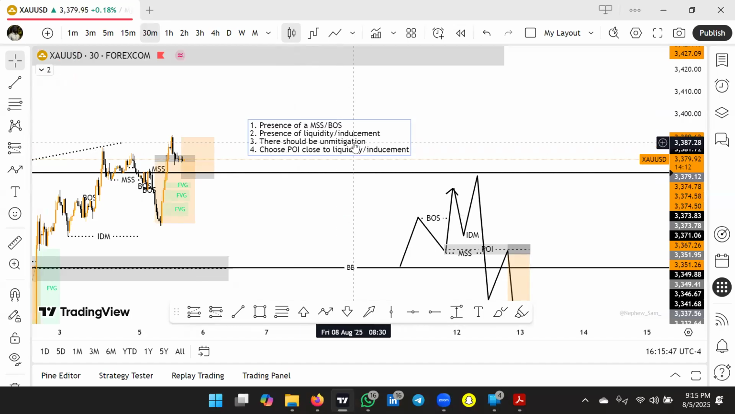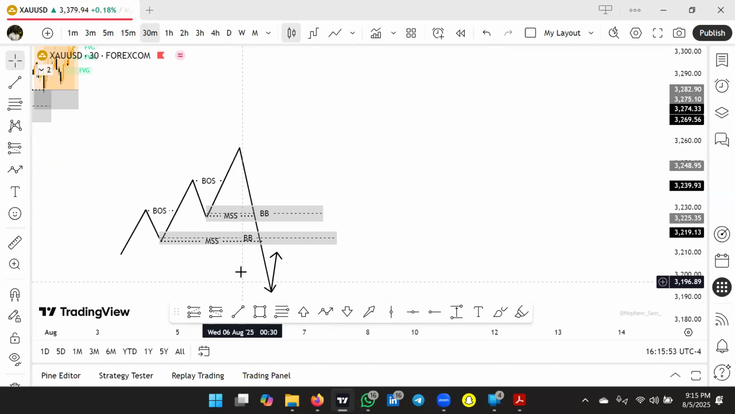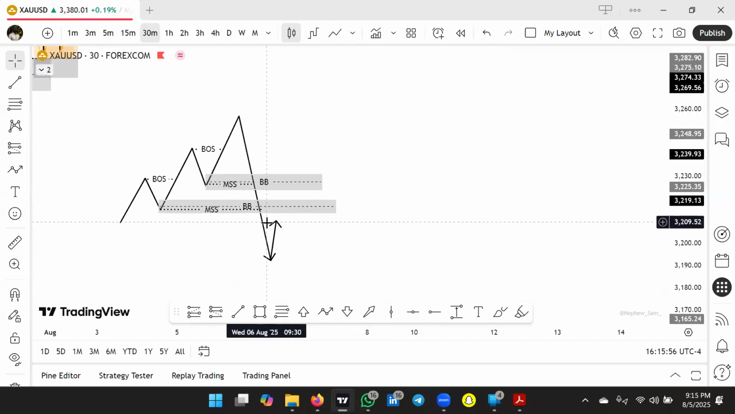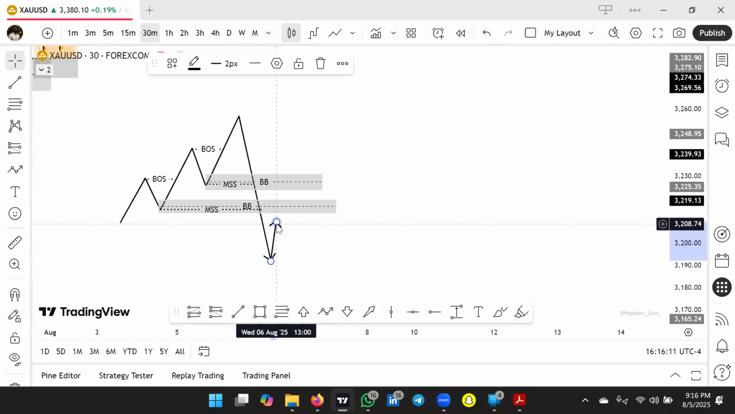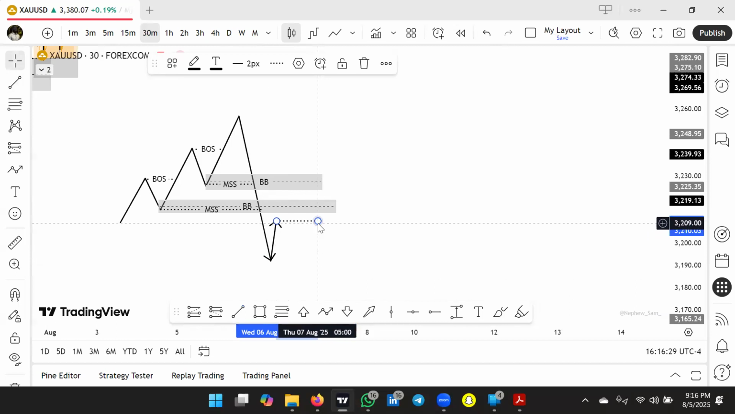Then there must be what? A presence of liquidity or inducement. That's where, if you narrow these two order blocks down, there is going to be a presence of liquidity or inducement. As I said in our previous classes, inducement can also serve as a point of liquidity, right? Now, let's say this is my inducement, and inducement is the first pullback after a market structural shift or a break of structure. The first pullback after a market structural shift or a break of structure, that's your inducement. Let's say we have our inducement to be this level here. That's our inducement.